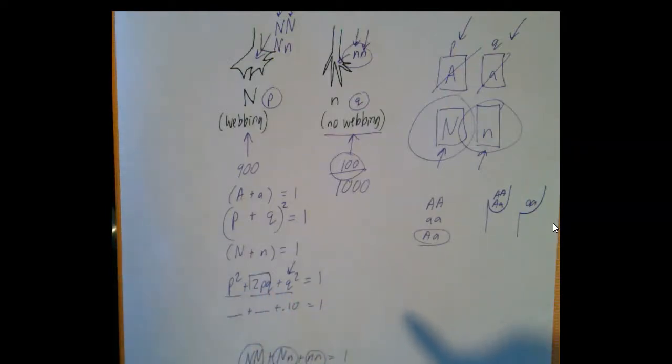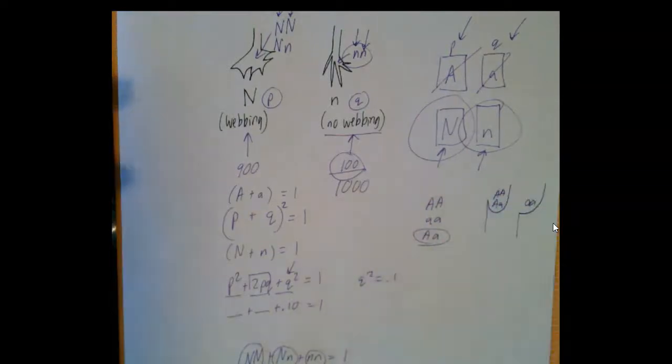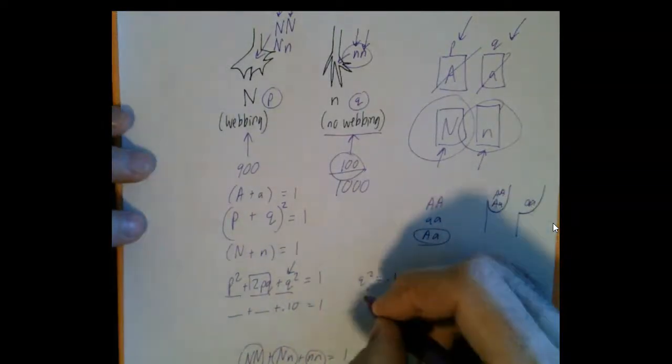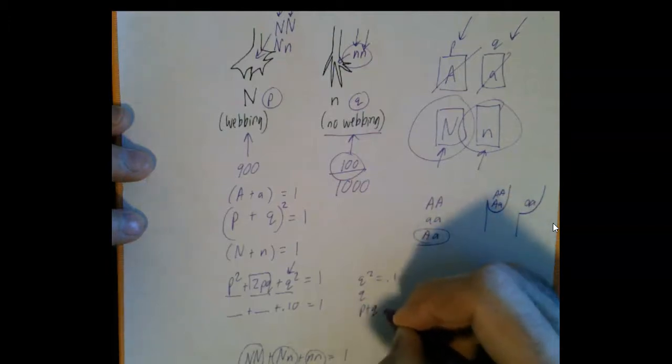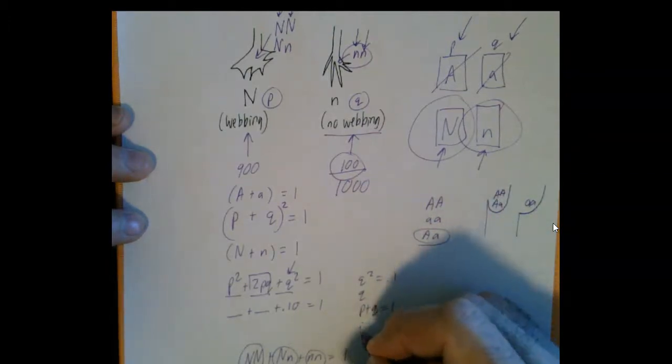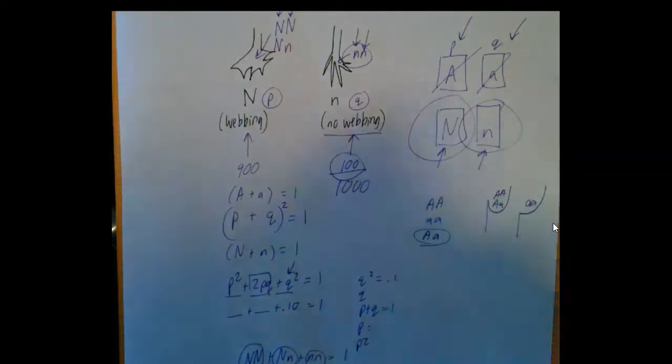So the way that I would do that is if I know that q squared is equal to 0.1, I can use my calculator to figure out q. Then I can know that p plus q is equal to 1. Then I can use that to solve for p. Then I can use that to solve for p squared. I know that sounds crazy. It's not that crazy. Let me go through it.